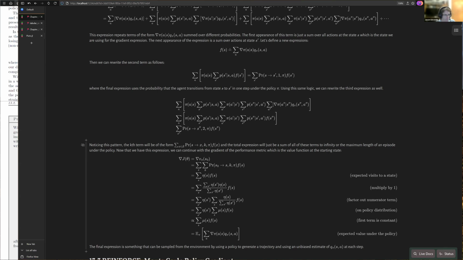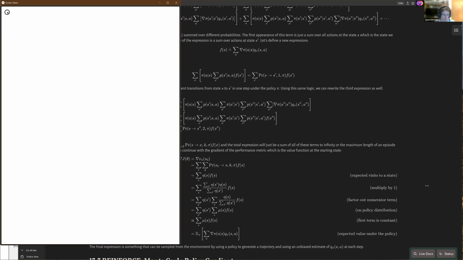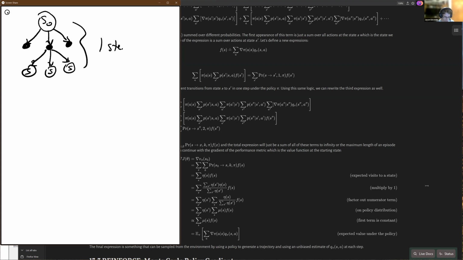Now, so we start in state S naught. And then with the policy, this is showing all these different actions that we could take. And then additionally, each of these actions with the environment will then branch into all these new states. So these are all different potential S states. And then this would be 1 step.